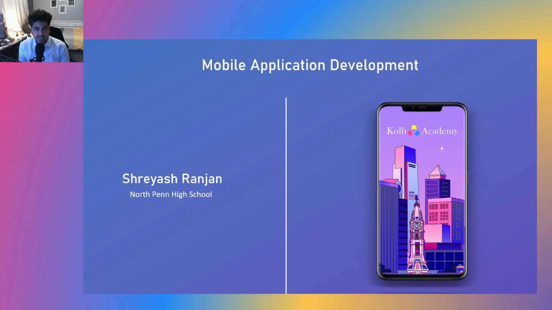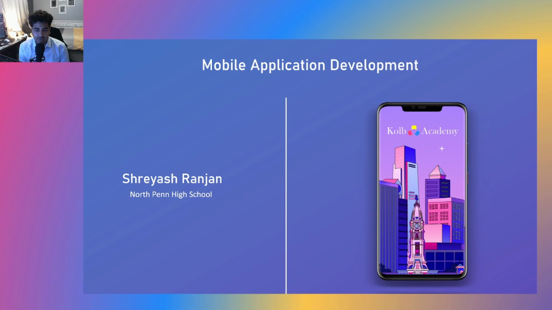Good afternoon, judges. My name is Shreya Ranjan, and I am the mobile application developer from North Penn High School based out of Pennsylvania. My application, Kolb Academy, is a comprehensive and multifaceted school platform able to actively maintain thousands of users and effectively handle their various academic needs.